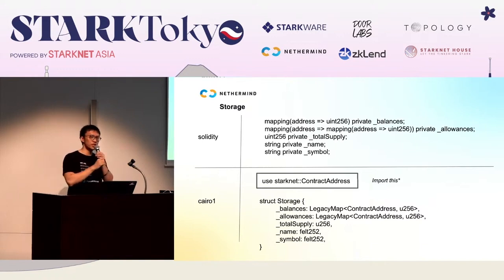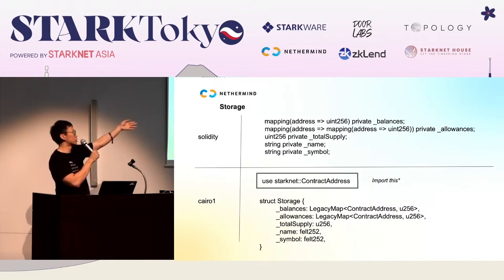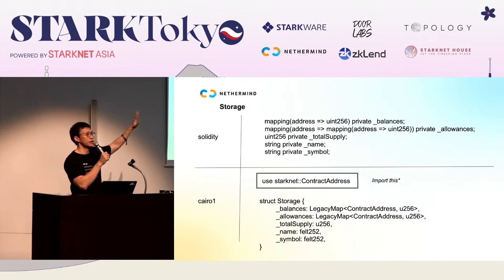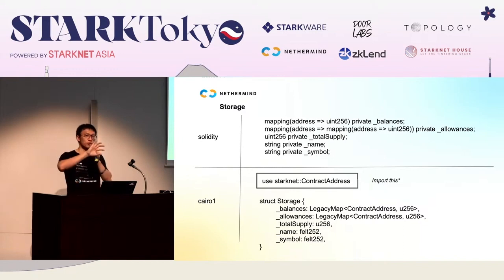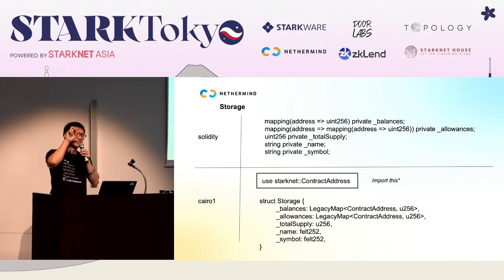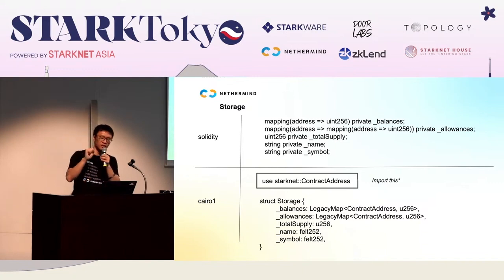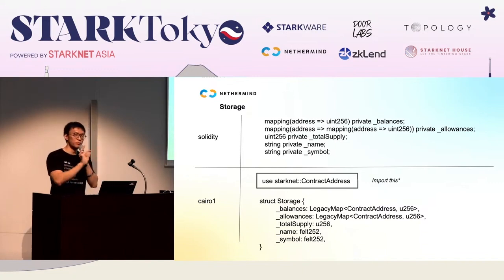Okay, so in Cairo1, we will need to define the struct Storage, and you have to place all of the storage that you want into the body of the struct. I will go through this one by one. A mapping in Solidity we have to rewrite as LegacyMap. It takes in generics, so address will be ContractAddress, or similarly, class hash will be ClassHash. And when you use ContractAddress, you need to import a line: use starknet::ContractAddress. So do import that.